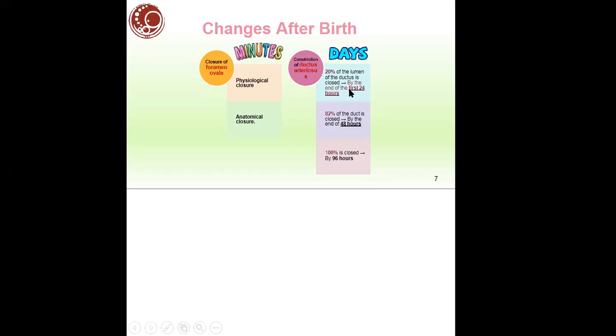Because the lungs, after aeration, secrete a substance called bradykinin, and this bradykinin is responsible for the constriction of the blood vessel muscles, but in low tension, when the tension of the oxygen increases up to 50. So this bradykinin causes the vessel walls to constrict.